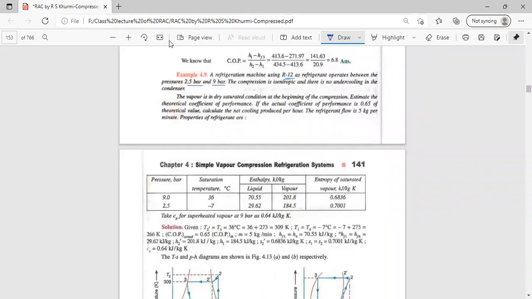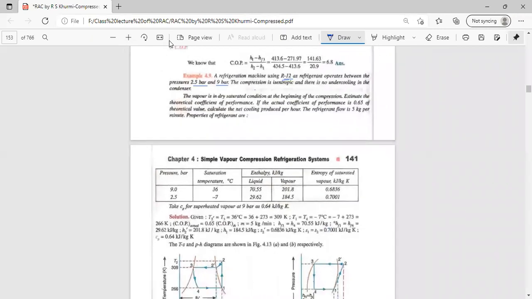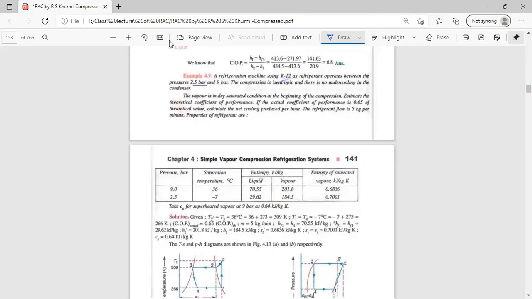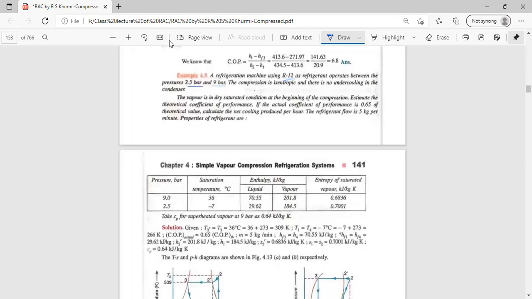Now, the vapor is in dry saturated condition at the beginning of the compression. At the beginning of compression, which is stage number 1, the vapor is in dry saturated condition, which means it is on the dry saturated line itself.